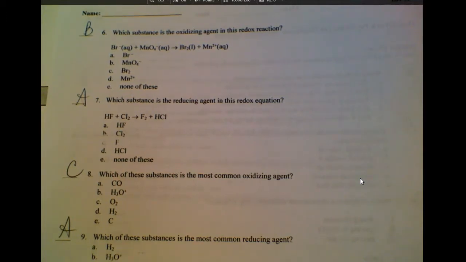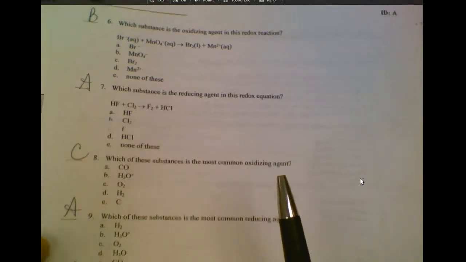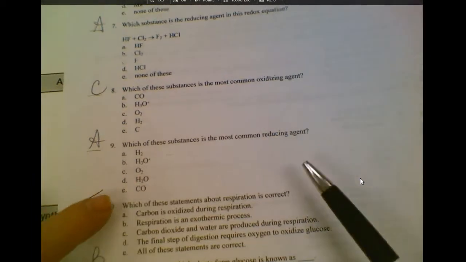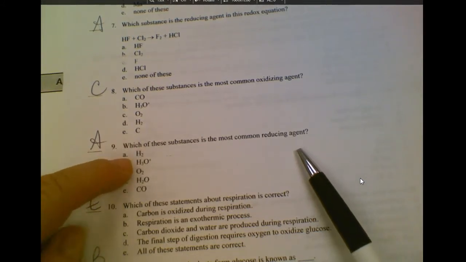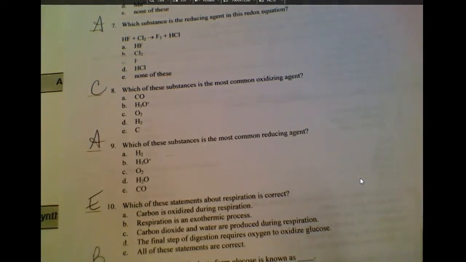Okay, which of these substances is the most common oxidizing agent? And I hope you answer C, which is oxygen. If that's the most common oxidizing agent, which of these substances is the most common reducing agent? And number 9, hopefully you'll answer hydrogen, letter A.